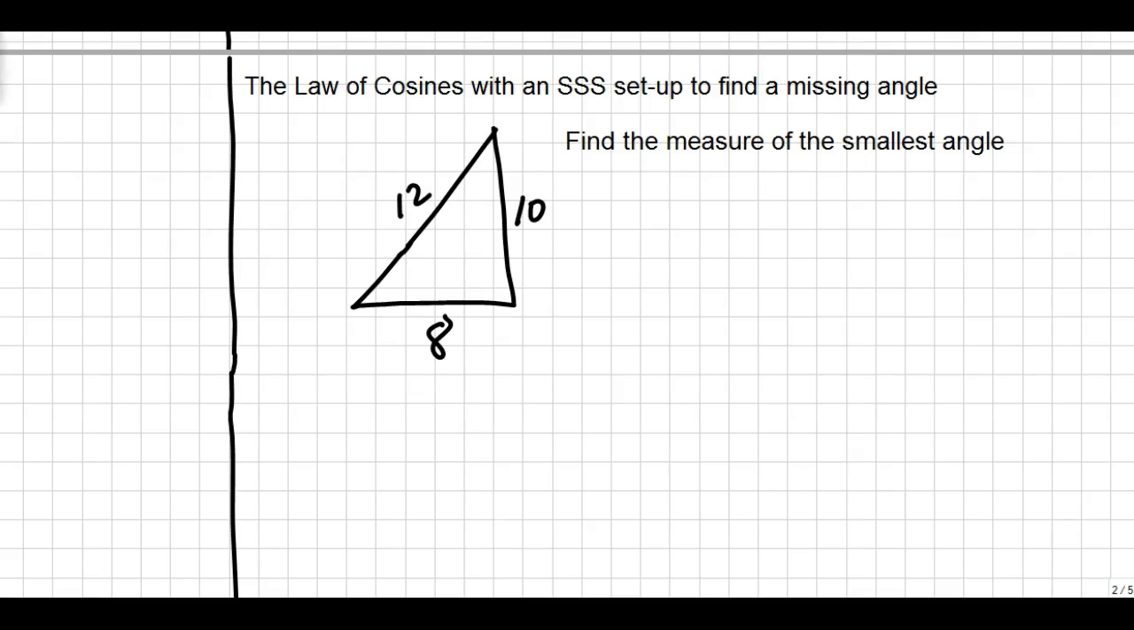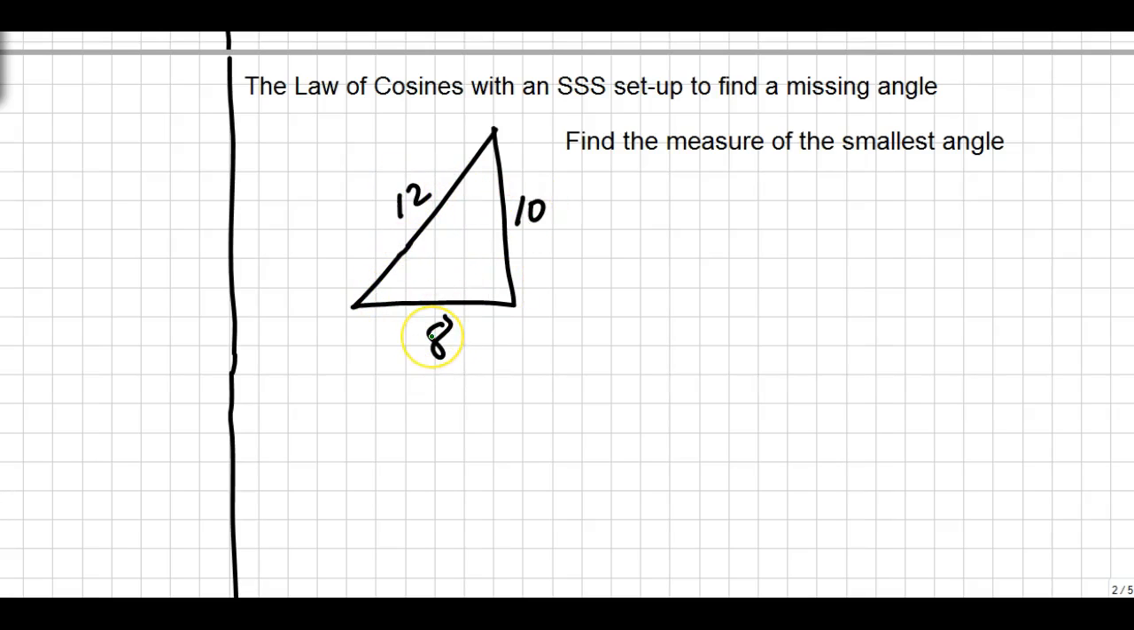The other type of problem we're going to do today is a law of cosines problem when all 3 sides are given. When all 3 sides are given, your job is to find the measure of a missing angle. So you can see here this is an SSS setup, and it's unclear right now which angle they want us to find. Keep in mind that in particular when I draw my triangles, I literally sketch them. So don't go by how the triangle looks, go by the values that are given.